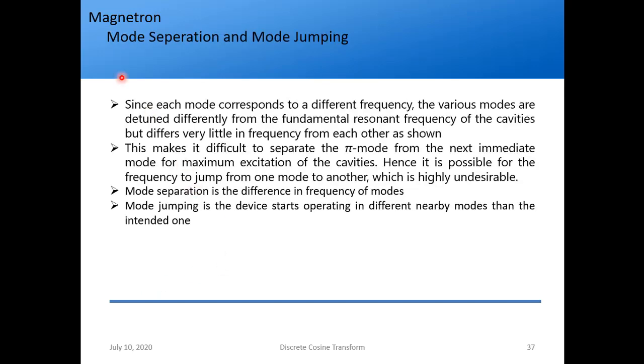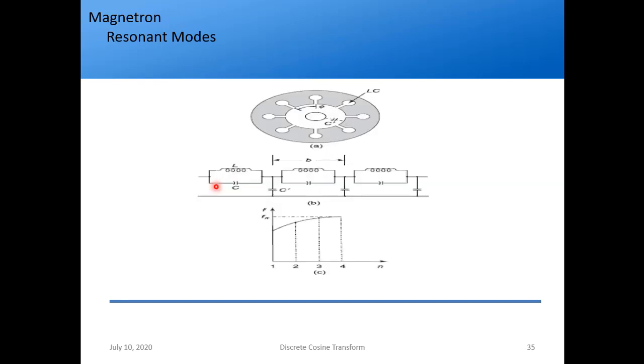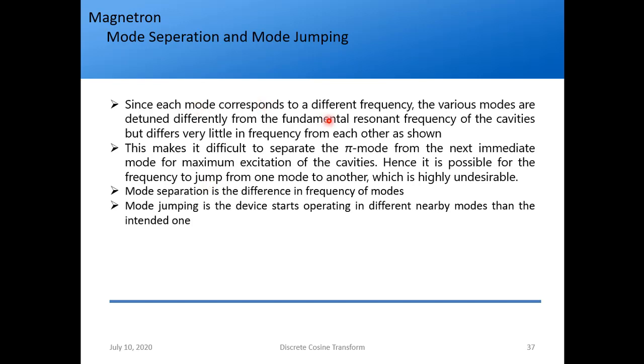Then there is something called mode separation and mode jumping. So what is this? Each mode corresponds to a different frequency, as we saw here, right? So for N resonant coupled cavities, there are N resonant frequencies or modes. Meaning for N cavities we'll have N modes, and each mode corresponds to a different frequency. So what is the problem because of this? The various modes are detuned differently from the fundamental resonant frequency, right?